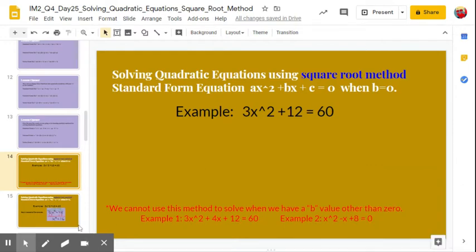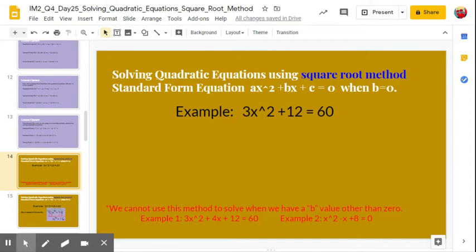So first thing I want to make note of is down below here. You see the red? We can only use this method to solve when we have a b value that is 0. So if b is other than 0, we're not going to be able to use this. So example 1 here in the red is, if we had 3x squared plus 4x plus 12 equals 60, we're not going to be able to solve using this method. If we had x squared minus x plus 8 equals 0, we're not going to be able to solve using this method, because the b value in the first example, b is 4. The b value in the second example here is -1. So this method is only going to work in special situations, like our example here. 3x squared plus 12 equals 60.